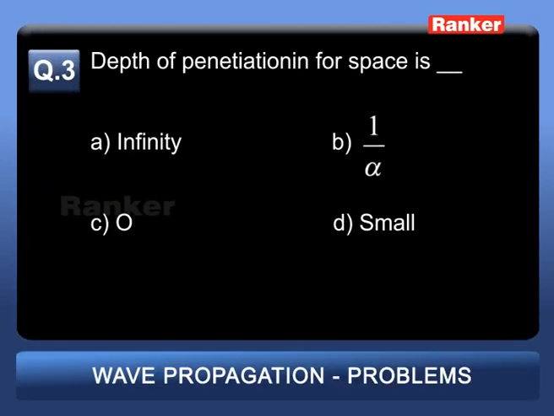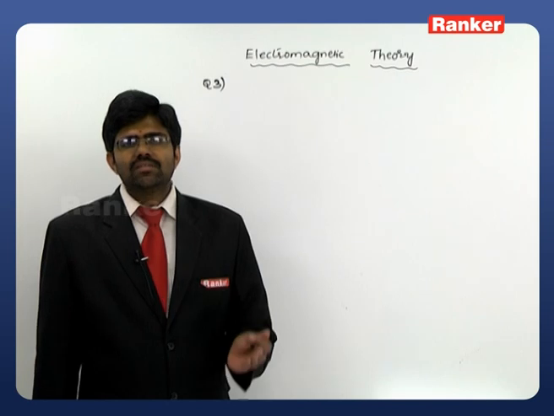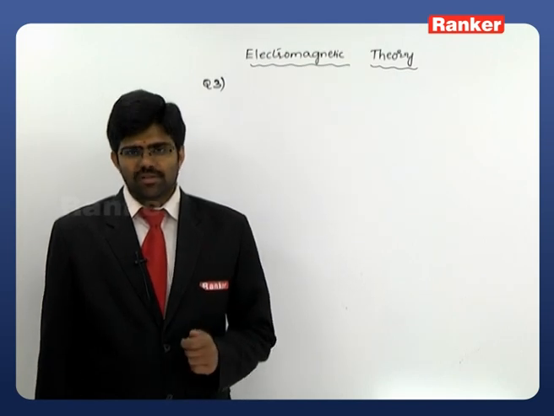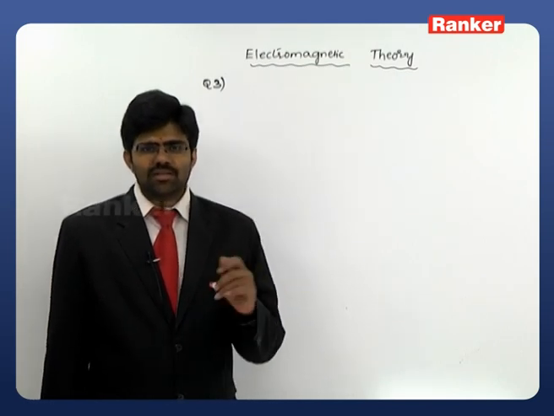The depth of penetration in free space is dash. Option A infinity, option B 1 by alpha, option C 0, option D small. Here the asked quantity is depth of penetration in free space. So before that, just recollect what is depth of penetration.